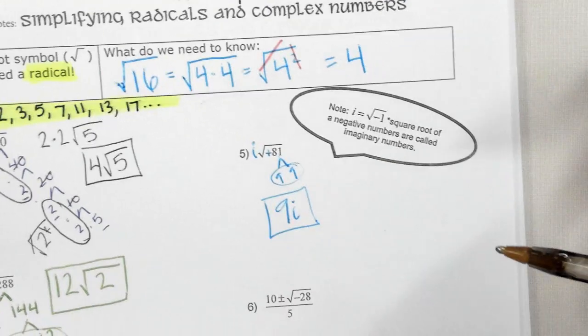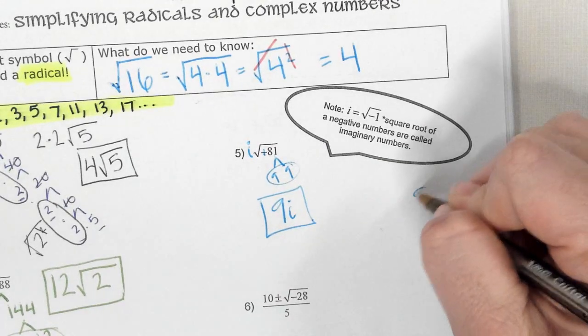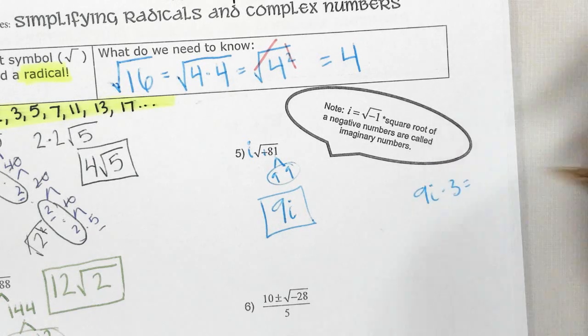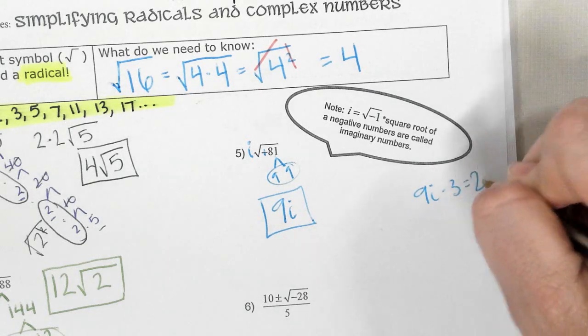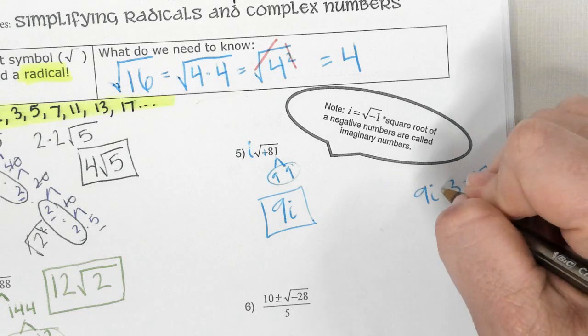Now, a couple things. When multiplying 9i times 3, that's allowed, because remember, with multiplication and division, it's okay if they're not like terms, you can combine them. Yes? So what's 9 times 3? 27. So this would be 27i. That's allowed because we multiplied.